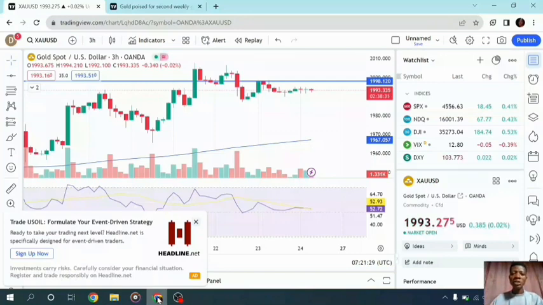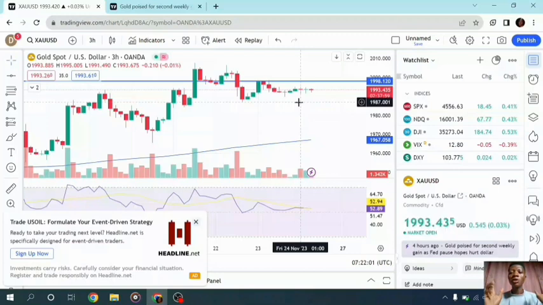Okay friends, you can see already I'm on the chart of gold. Before you take any position, you need to understand what is going on in the market. You need to understand the trend of the market, and also very importantly, you need to follow the lead of the market, not you leading the market. Because if you follow the lead of the market, you will make profit. But if you are the one leading the market, you may end up losing your capital. So you need to know the trend of the market.